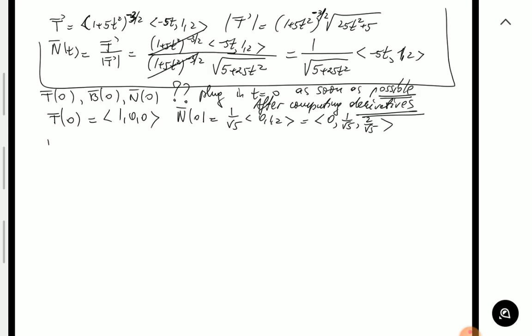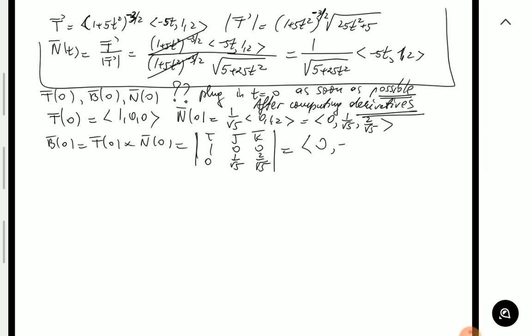And the binormal at 0, by definition, is the cross product of these guys. So remember, if you have to do it at a specific point, you do not need to do it in terms of t when it comes to computing the binormal. Just plug in the point and then do the cross product, which of course is much easier. So what do we get here? The first component is 0, then minus 2 over root 5, and 1 over root 5. So the binormal at 0 is given by this.